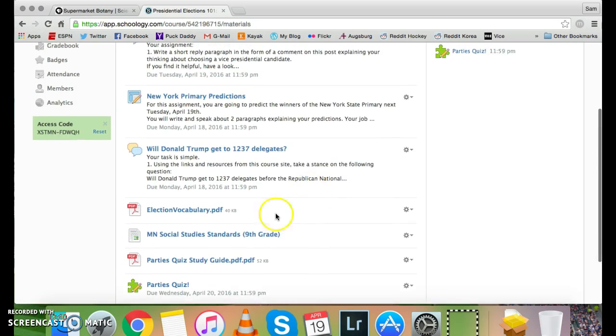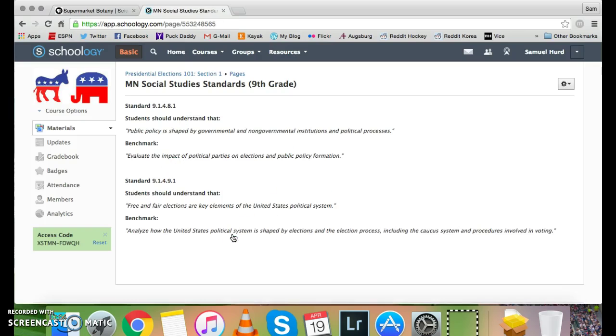That's about all I had to show here. I do have the standards attached here. There are standards in the state of Minnesota across all high school levels, 9, 10, 11, and 12, in which students are to understand political processes and government institutions, and especially here to evaluate the impact of political parties. That's exactly what we've been doing here.